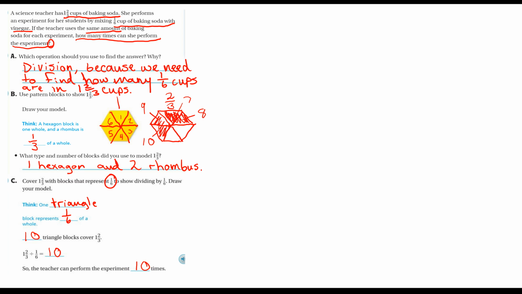Now again, I want you to recognize how to use these models, be able to see the models, understand how the models are representing the division. But yes, you can use copy, change, flip to solve this problem as well. 1 2/3. 1 whole is the same thing as 3/3, plus I have this 2/3. So this would be a total of 5/3 divided by 1/6. And then we just do copy, change, flip.